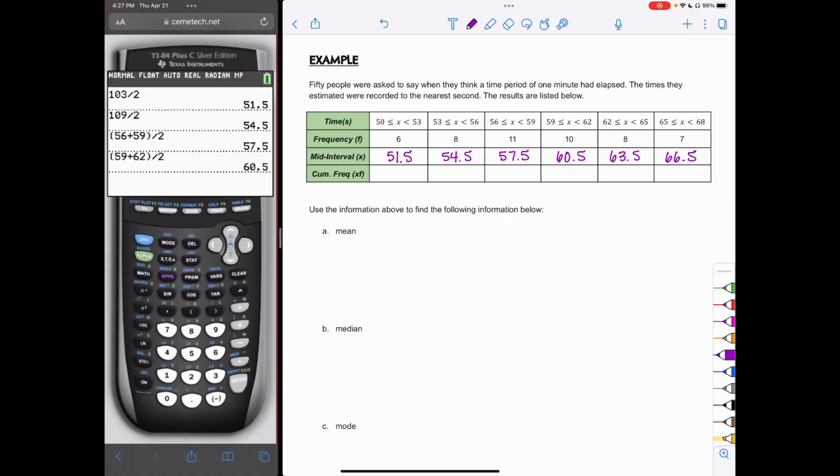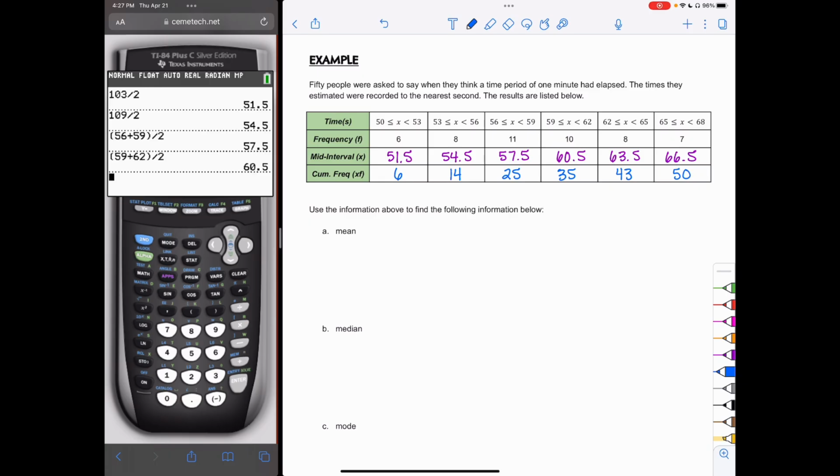Next, of course, you can find your cumulative frequency. My initial frequency is 6, so I'm going to start off with 6. So I have 6 times here, and then I add 8 more times. That brings me a running total of 14 times. Then plus 11, that brings me up to 25. Then plus 10, that gives me 35. Plus 8, that gives me 43. And then plus 7, that ends up giving me 50. So I know that I do have 50 total because that's my cumulative frequency.